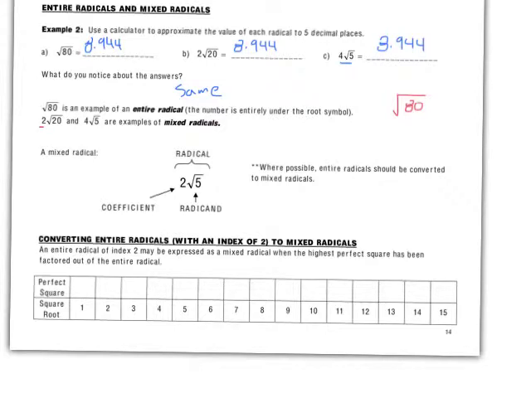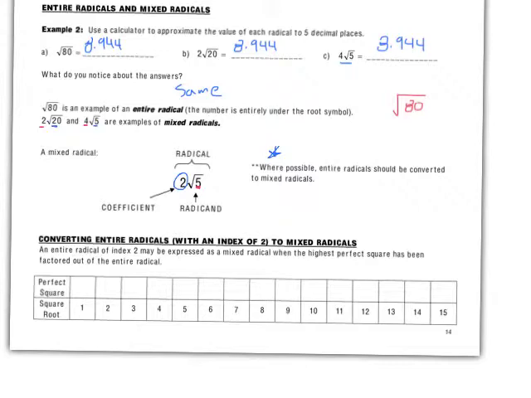For example, the 2 here and the 4 here are outside of the radical sign, and therefore because we have some numbers inside and then some numbers outside, it's a combination, so we call it a mixed radical. The whole thing's a radical, but the radicand is under the square root sign or under the roof, and the number on the outside is called the coefficient. The key thing here, and we'll put a little star around it, is that wherever possible, entire radicals should be converted to mixed radicals.